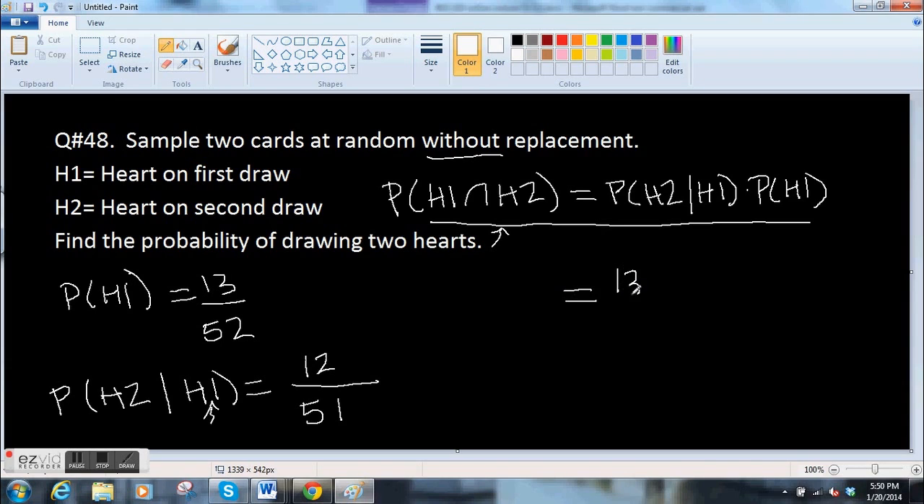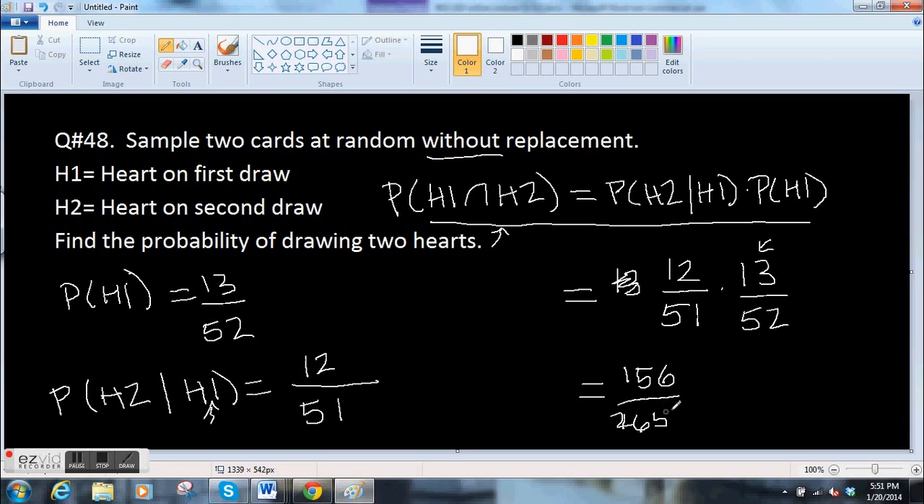So this is equal to, I should write them in order here, 12 out of 51 times 13 out of 52. Because again, this is probability of heart on the first draw, there were 13 out of 52. Probability of heart on a second draw, there's 12 out of 51 left. All of this equals, you could think of it as 156 divided by 2,652.